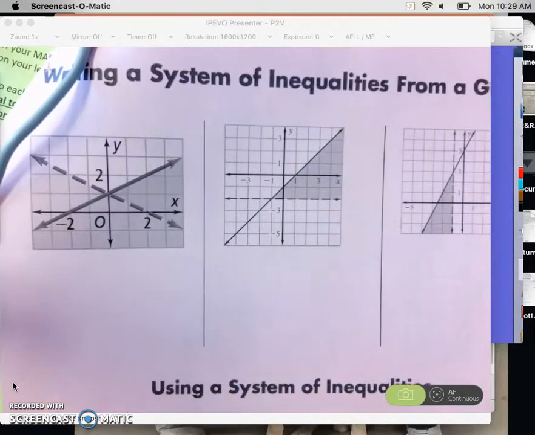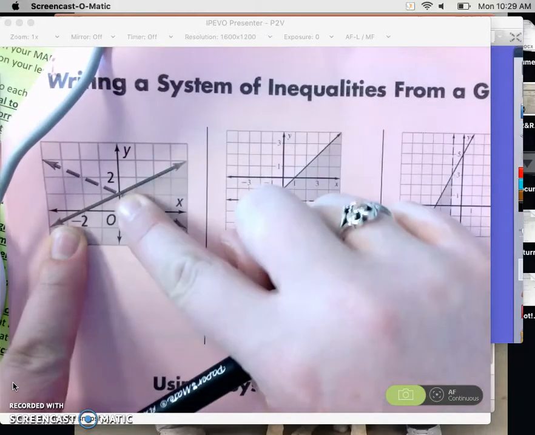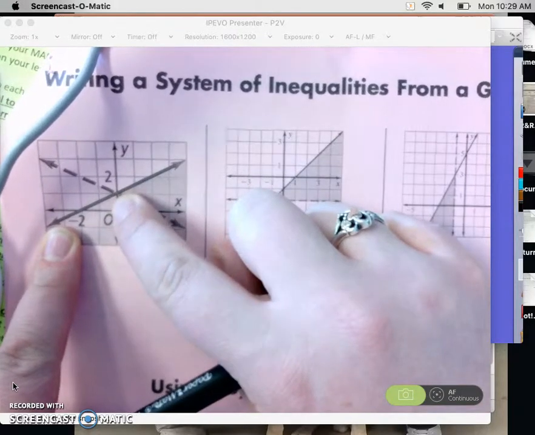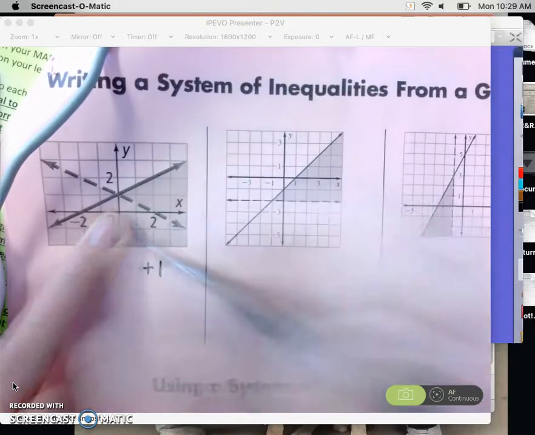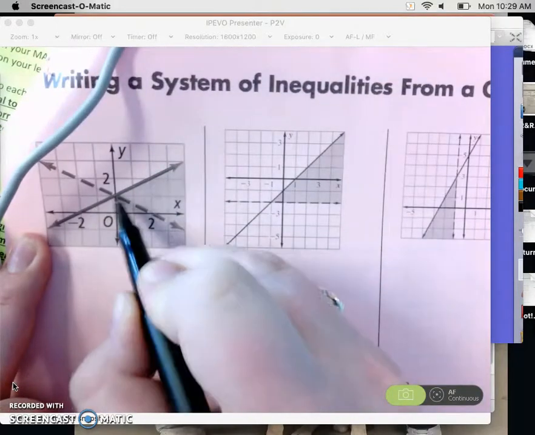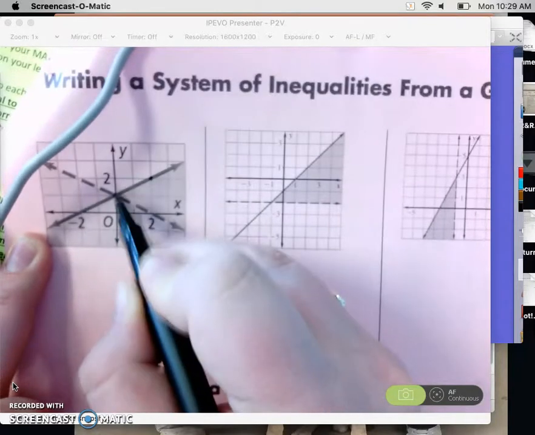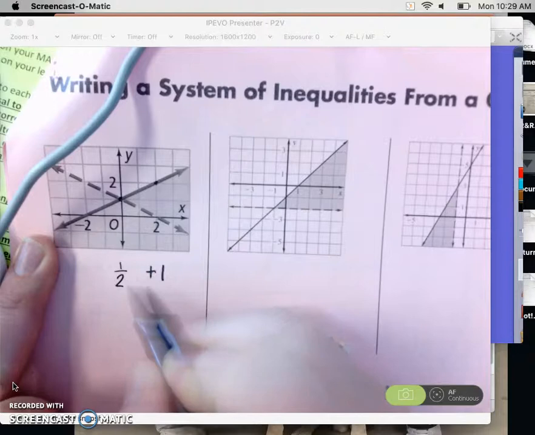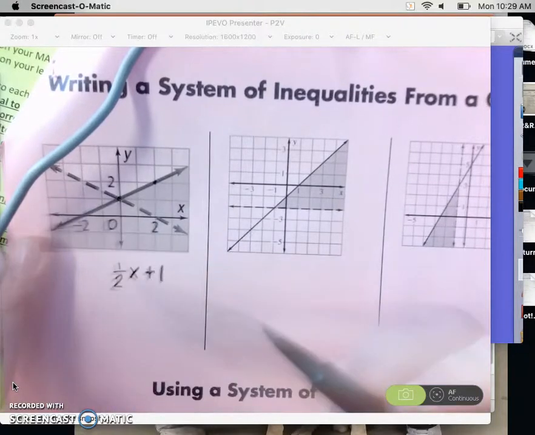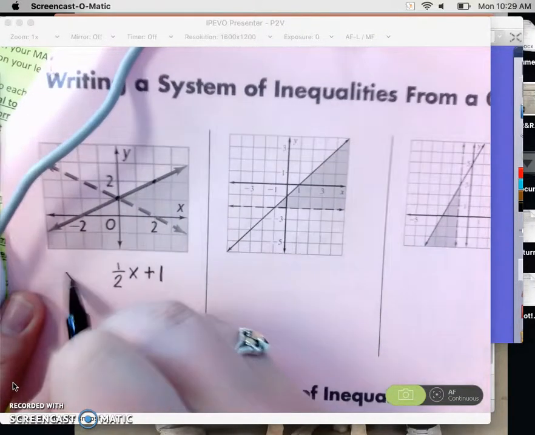Part is going to be writing a system of inequalities from graphs. So first here, you have to look at where's my y-intercept. My y-intercept is at 1. So it's going to be plus 1 for this one. And my slope is from here to here. So I'm going up 1, and to the right 2. So it's a positive 1/2. And then I have y.